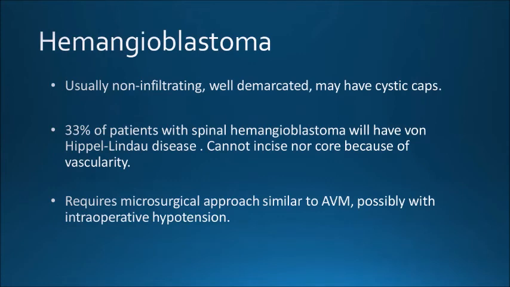Now coming to the hemangioblastoma, it's the third most common intramedullary spinal cord tumor, and they are usually non-infiltrating, well demarcated, and may have a cystic component as well. And 33% of the patients with spinal hemangioblastoma will have von Hippel-Lindau disease, and we cannot incise nor core them because of vascularity.